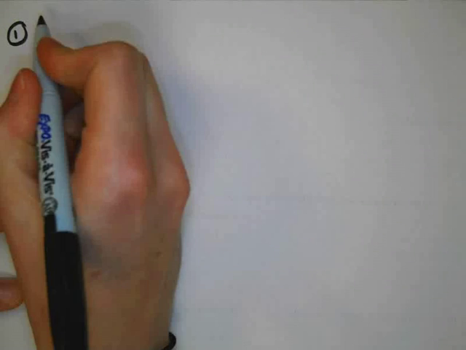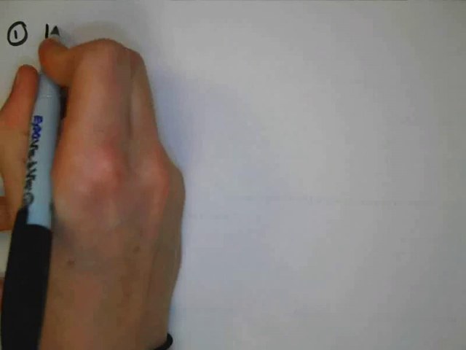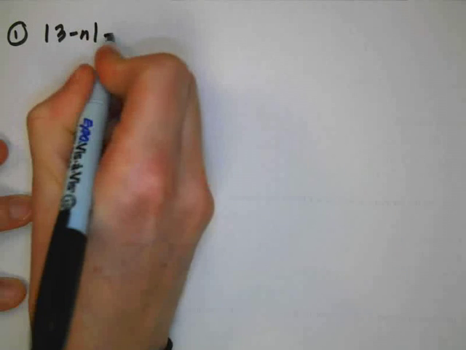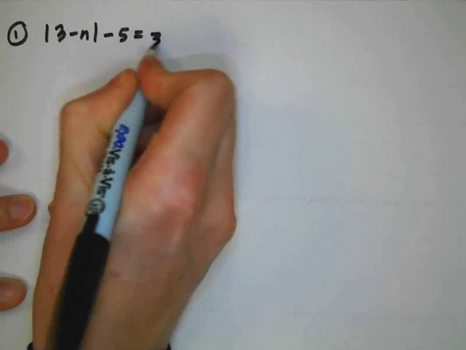So let's start reviewing the group test. Start with number 1. Logically, that kind of makes sense to do the first problem first. Okay, so we have the absolute value of 3 minus n, minus 5 equals 3.